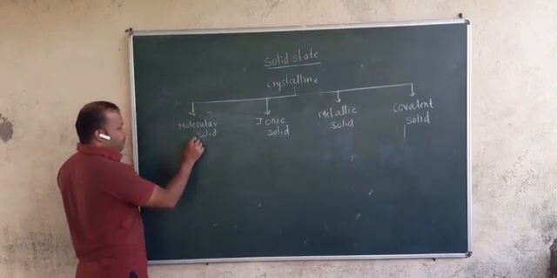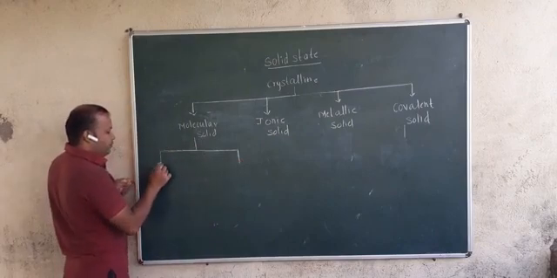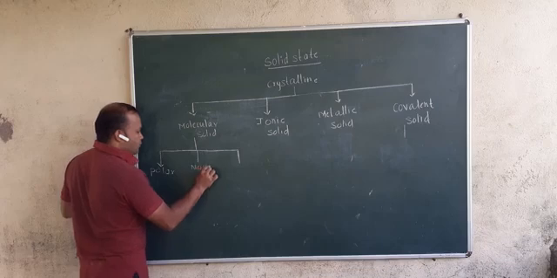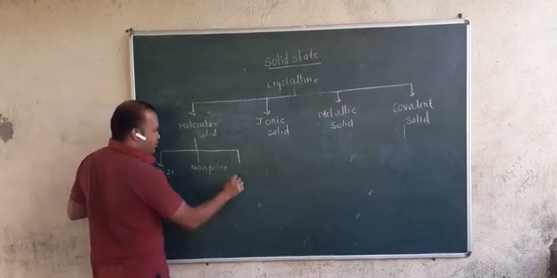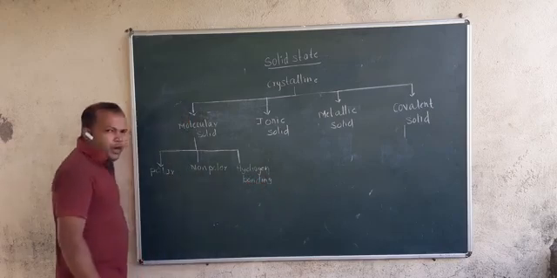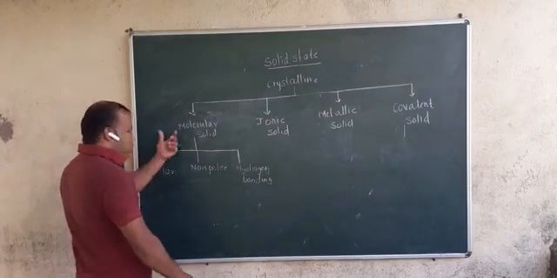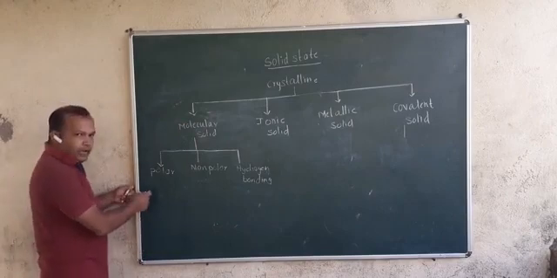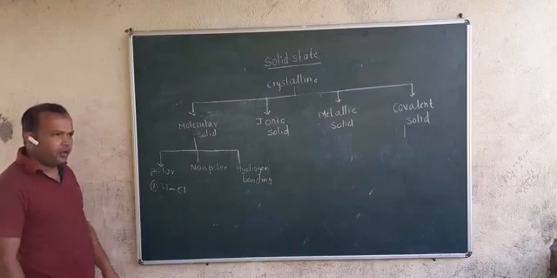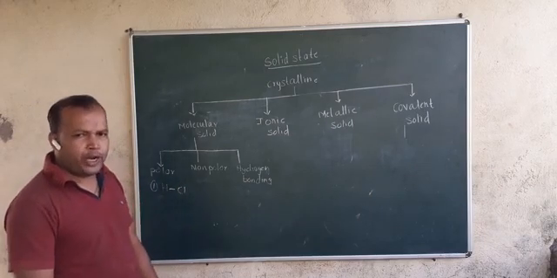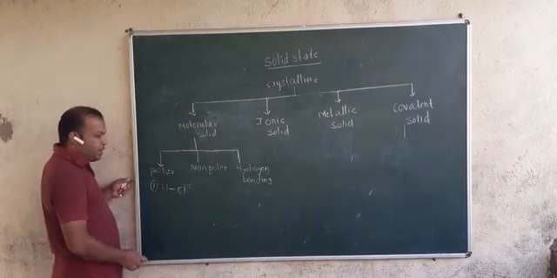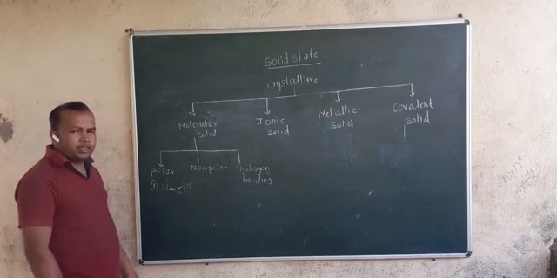Now molecular solids are also classified into 3 types. First one is polar molecular solid, non-polar molecular solid, and hydrogen bonding molecular solid. Now what is meant by polar molecular solid? If you take an example of HCl, as you know chlorine is more electronegative than hydrogen. So this chlorine will acquire a partial negative charge, while this hydrogen will acquire a partial positive charge. That means what?